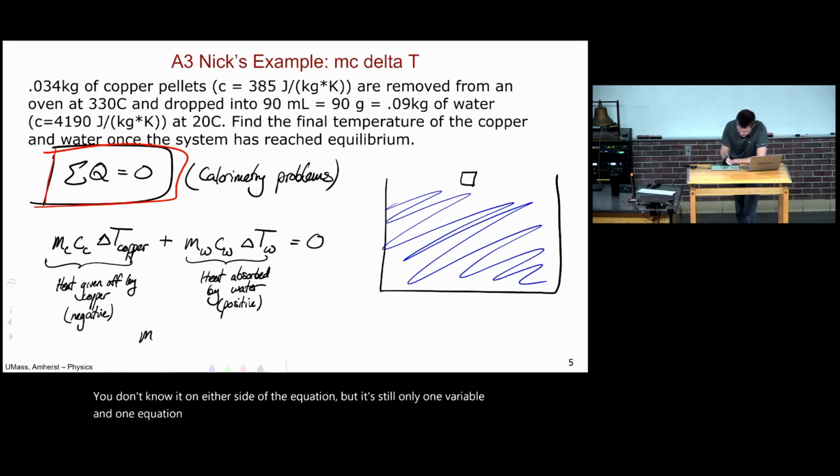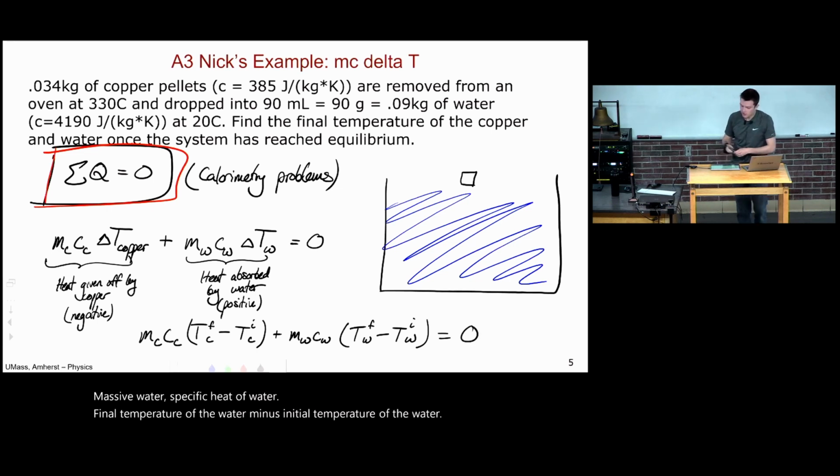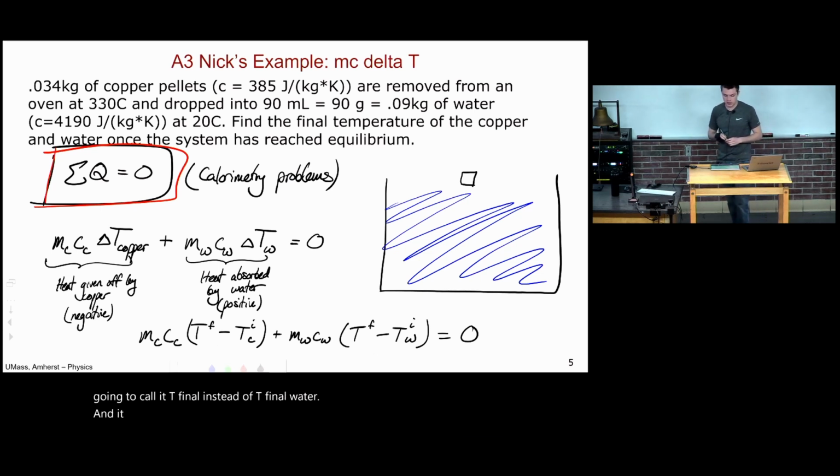So if I write this out, so T final copper minus T initial copper, mass of water, specific heat of water, final temperature of the water minus initial temperature of the water. Okay, and the copper and the water reach the same temperature, so I'm just going to call it T final instead of T final water and T final copper.